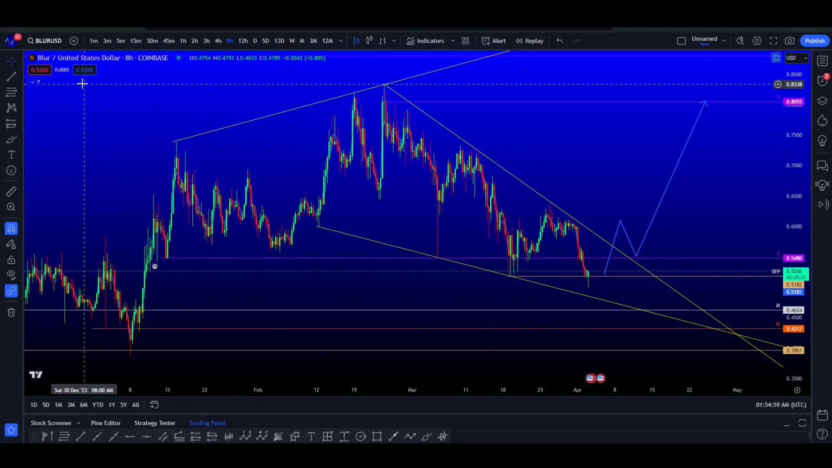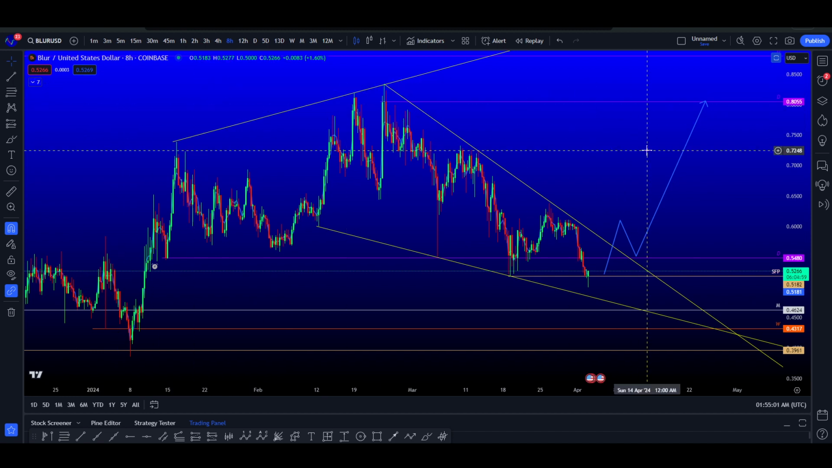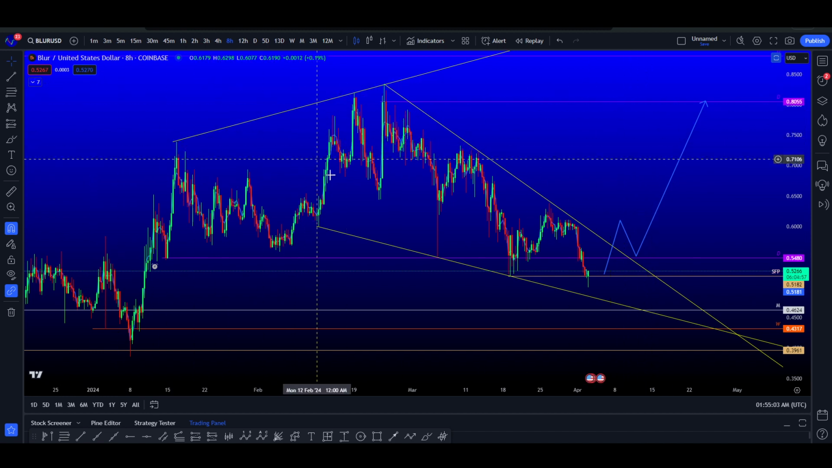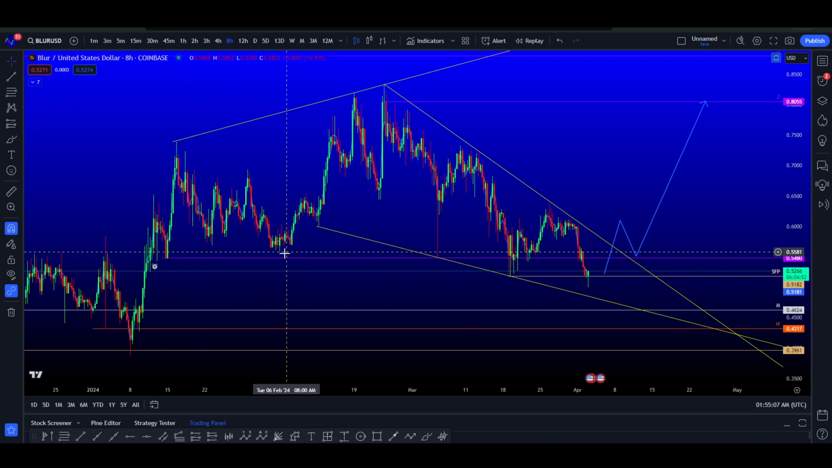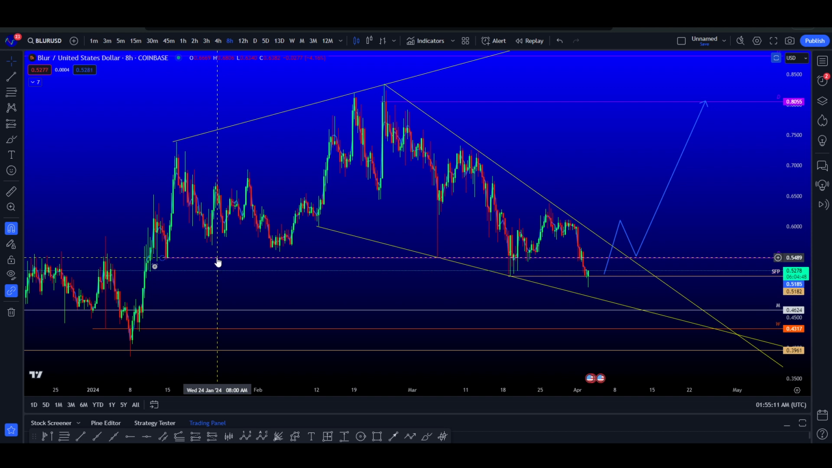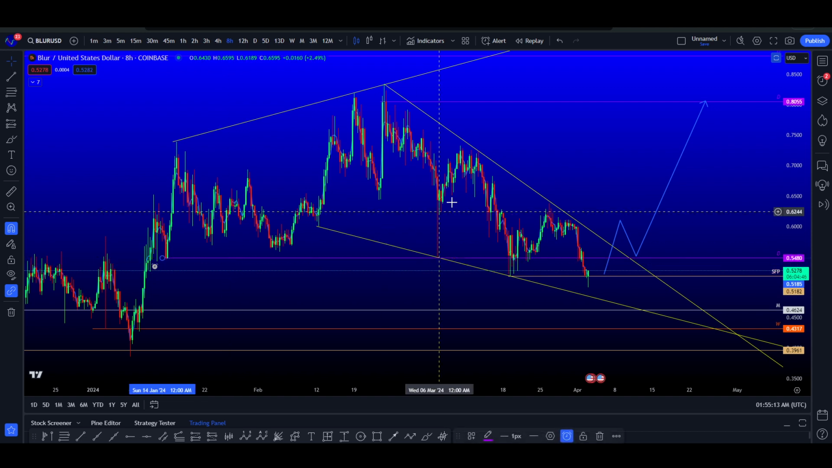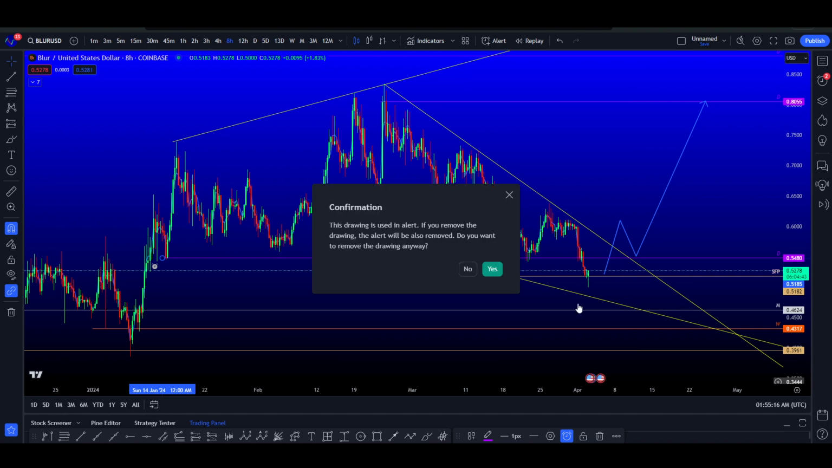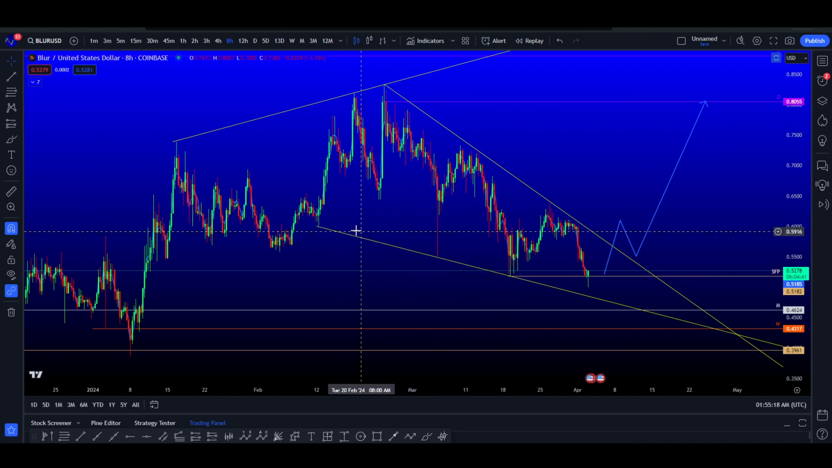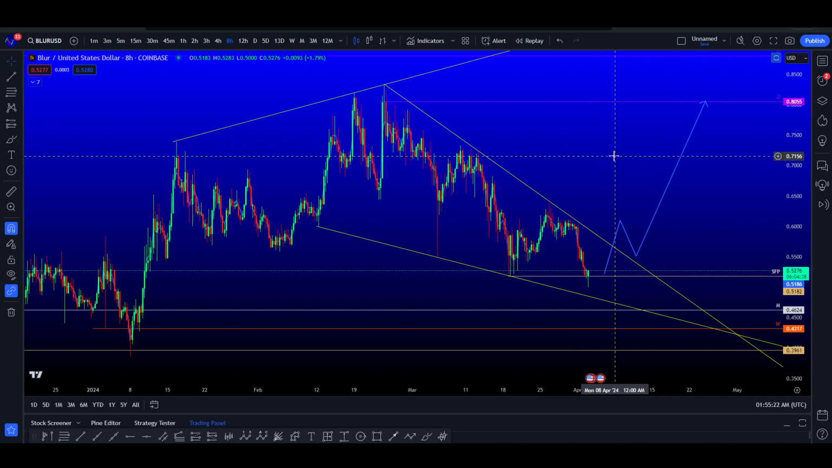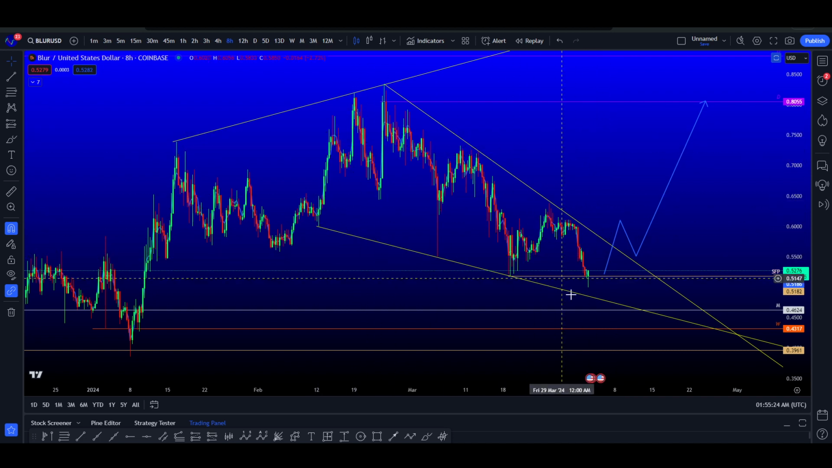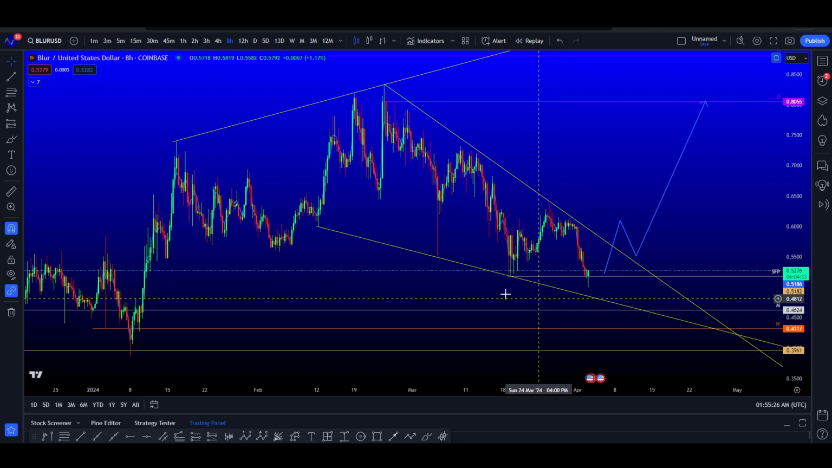Today I wanted to go over Blur USD on the Coinbase chart. As you can see, I've pretty much already charted this out in the past, just never really went over this in any videos. We do have a bullish pattern unfolding in front of us, right? This falling wedge is playing out. We had 1, 2, 3 taps.